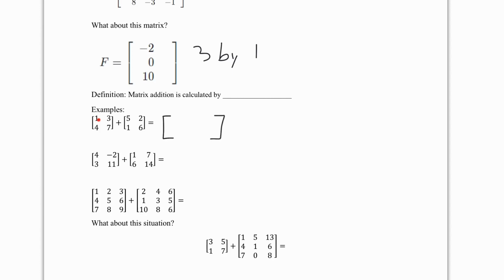And I'm going to say 1 and 5. I'm going to add those up to give me 6. 3 and 2, I'm going to add those up to give me 5. 4 and 1 also add up to 5. And 7 and 6 add up to 13. So what we've done here is we've calculated addition by adding corresponding entries.